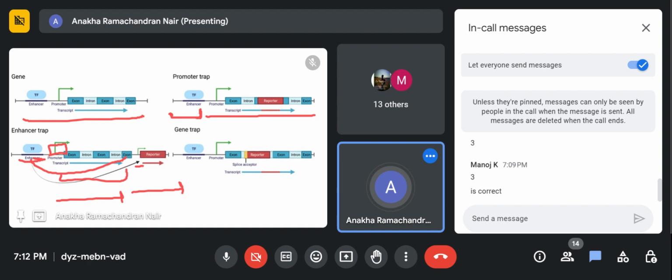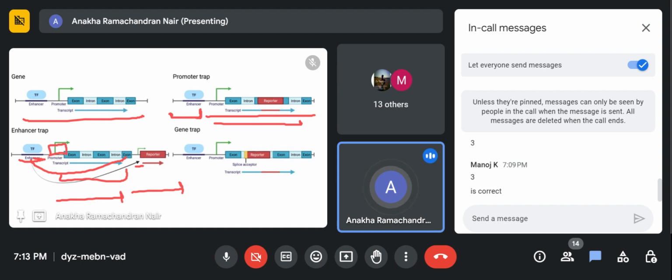So in the promoter trap, your transcript will have the reporter gene. And in a gene trap, it doesn't have to be within the exon. All you want is for it to be within the gene itself. It could be in an intron. It doesn't have to be translated at all. So that is a gene trap. You're just trying to figure out if that gene is being transcribed or not. It doesn't have anything else to do.